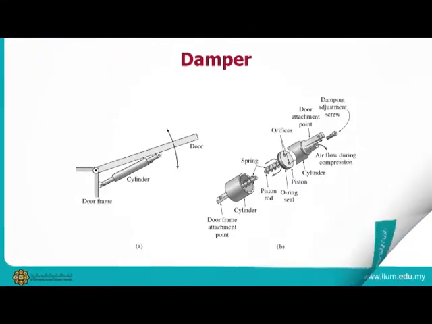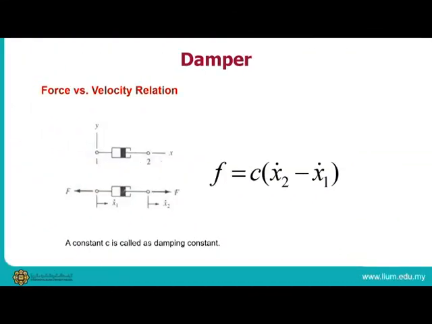So the formula you're going to use for the damper is this one: F equals C (x2 dot minus x1 dot), right? So this C here is the damping constant. Sometimes in other books you can denote it by B, and some other books denote it by D. So C is just a constant here; it could be B or D, depending on which book you are referring to.